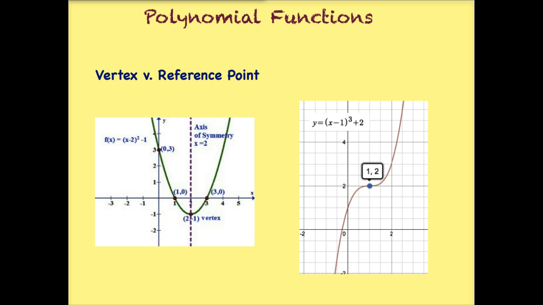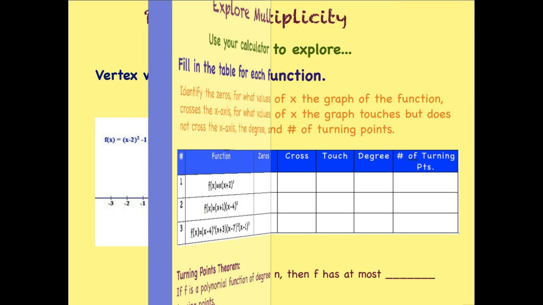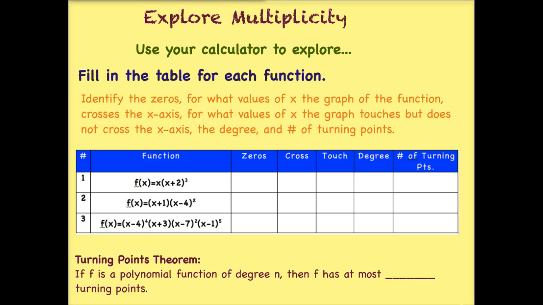Let's do some exploration. Take out your calculator, and then what you're going to do is graph these functions in your y equals. So you have y1, you can put this function, y2, and y3. Graph them one at a time, and then what you're going to do is identify the zeros or the roots. Identify whether those roots cross the x-axis or just touch but never cross.